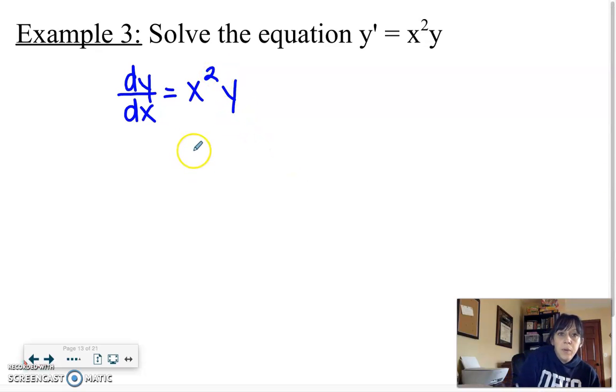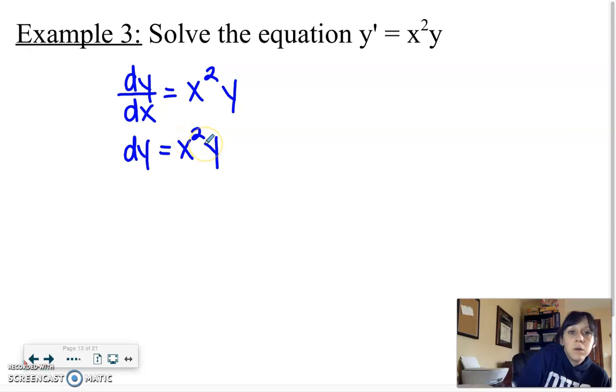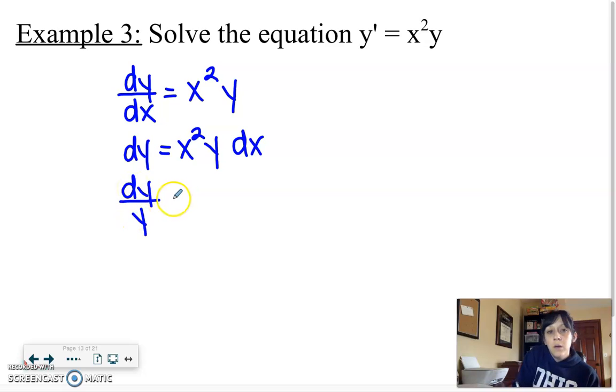Okay, so we need to separate this. I need to put all my y things on one side and all my x things on the other. So right now, I know that what I could do is multiply by dx, right? But I still need to get this y to the other side. And since this y is multiplying x squared, the only way to move it would be to divide. So that's going to look like dy over y equals x squared dx, which looks kind of funny.